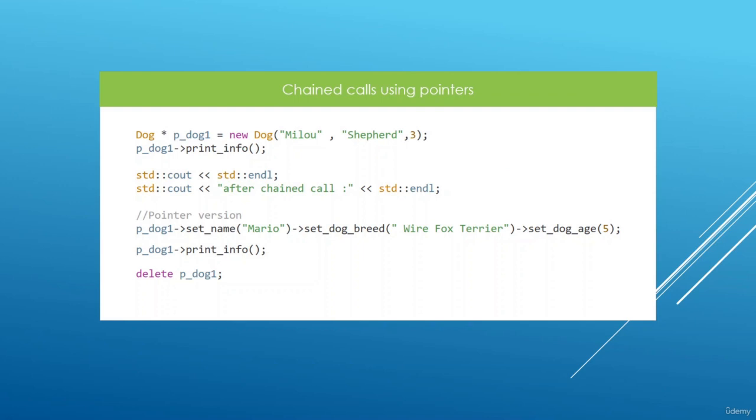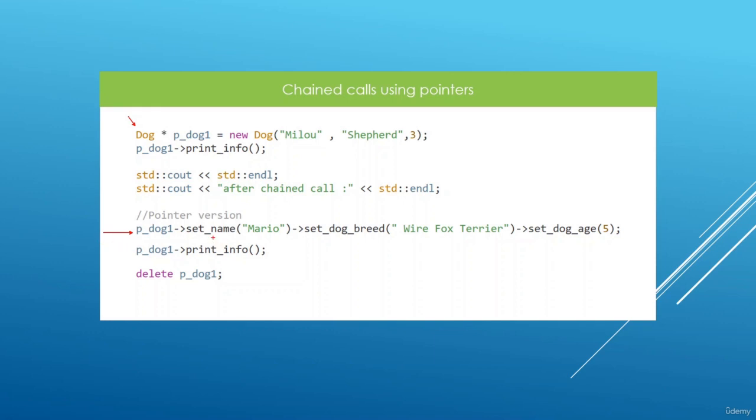Another use we have for the this pointer is if we want to set up chained calls, for example, using pointers. We might need to do something like this. We have a dog pointer set up on top here, and we can do something with our new object. For example, we can call a function called printFull on our dog object. After we print the information, we're going to set some information on the dog. And you see we are setting all of the information through one statement.